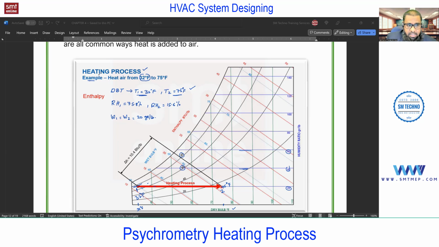With this point, I can say this heating process is sensible heating, not latent, because the humidity is not changing, no? But what about this RH? If the humidity is the same, how will this RH change? This point is important. You must try to understand this. You see, humidity is the same at point 1 as well as point 2. There is no addition of moisture. But the RH is decreasing from point 1 to point 2. At point 1 it is 75.8, at point 2 it is 15.6, very much less compared with point 1. So how is it happening? This is an interesting point to discuss.